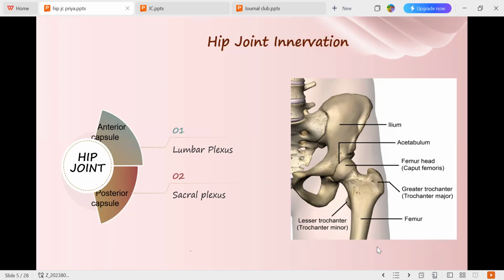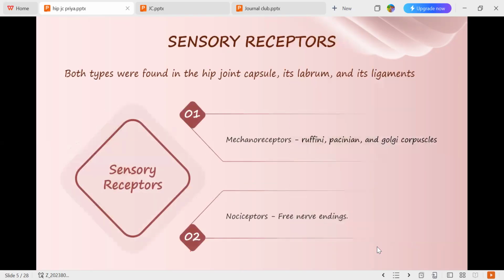Here the main pain generating structures, or nociceptors, are located in the anterior capsule, which is supplied by branches of the lumbar plexus, and the posterior capsule, which is supplied by branches of the sacral plexus. The sensory receptors are either mechanoreceptors, in the form of Ruffini, Pacinian, and Golgi corpuscles, or nociceptors, as free nerve endings.